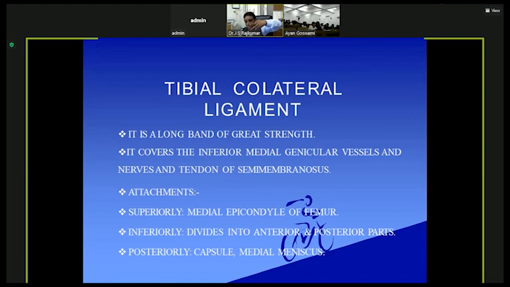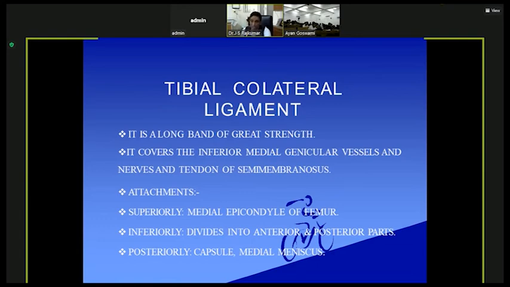The earlier teaching used to be that it has three limbs: an anterior limb, a posterior limb, and a limb that runs laterally into the capsule to get inserted into the medial meniscus. But now mostly they say the posterior limb itself goes into the capsule and the medial meniscus. So these are the attachments of the tibial collateral ligament.